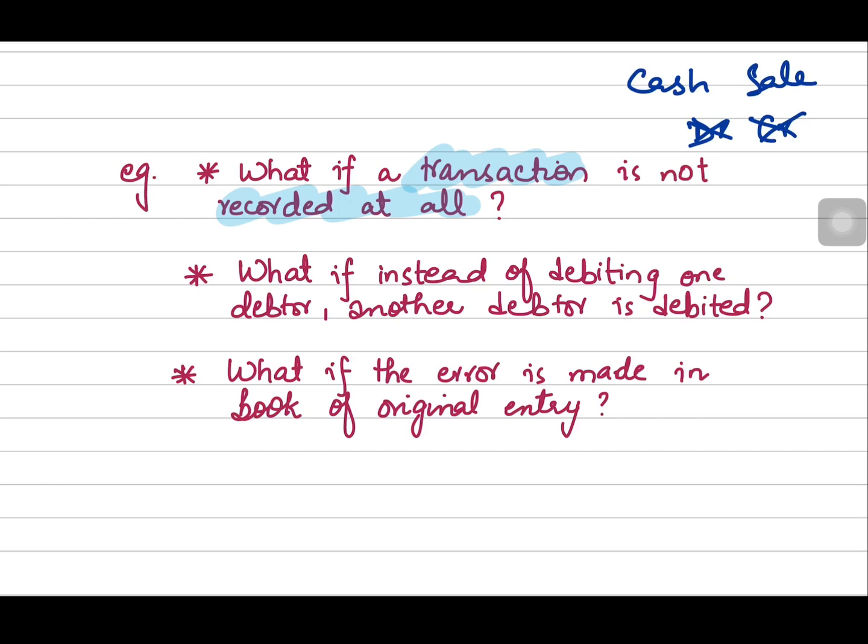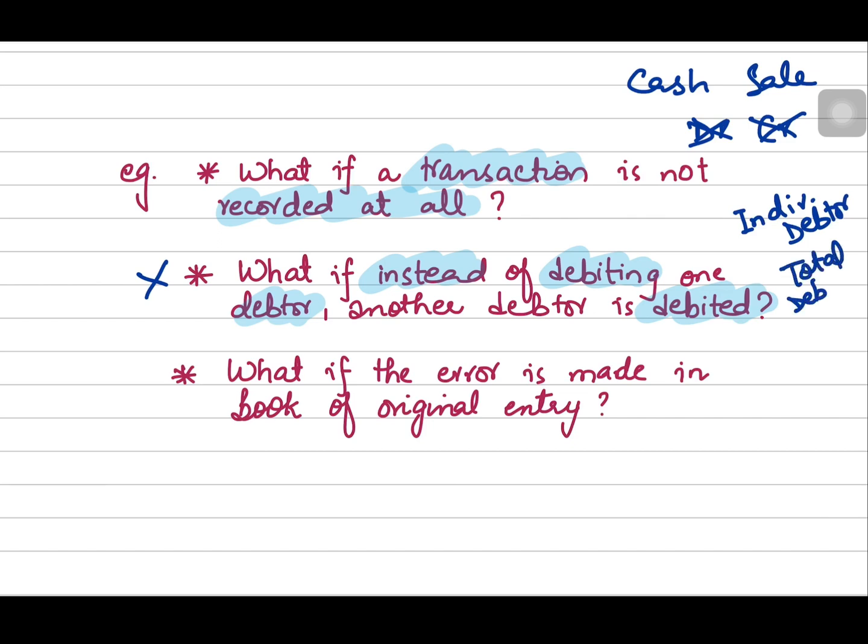Similarly, what if instead of debiting one debtor, you made a sale to a debtor, so sales credit and debtor debit, but you debited another debtor? Will it affect the balancing of trial balance? No, it won't, because it will affect the individual T account of the debtor, but it will not affect the total debtors figure which you take in your trial balance. So the total debtors will remain unaffected, and the trial balance will not reveal this error.